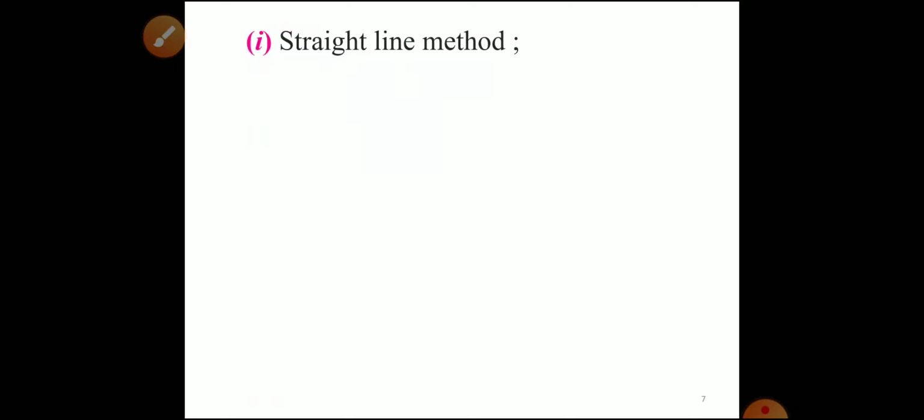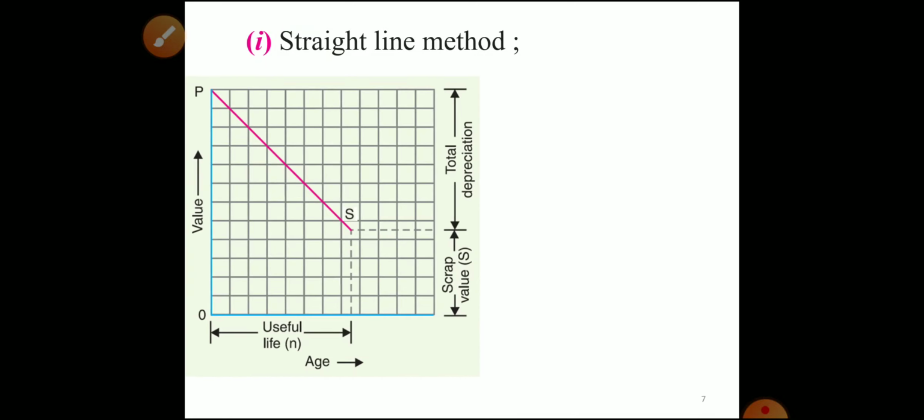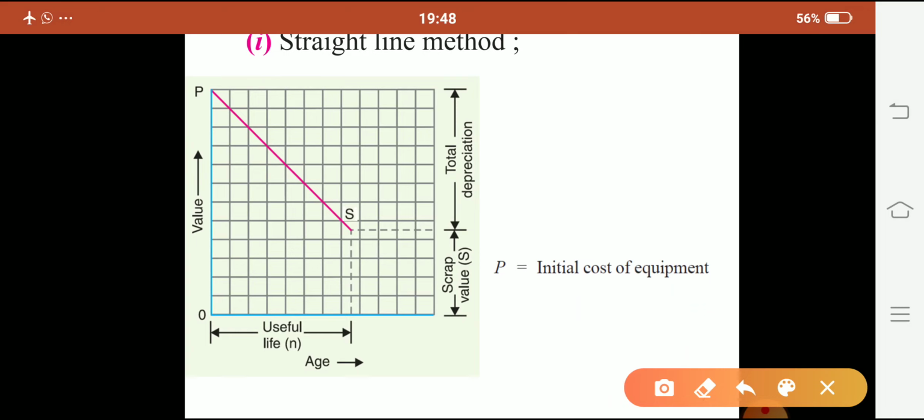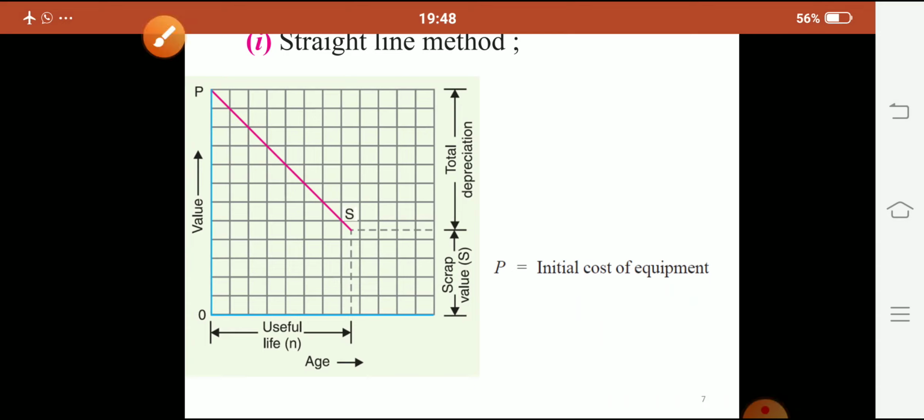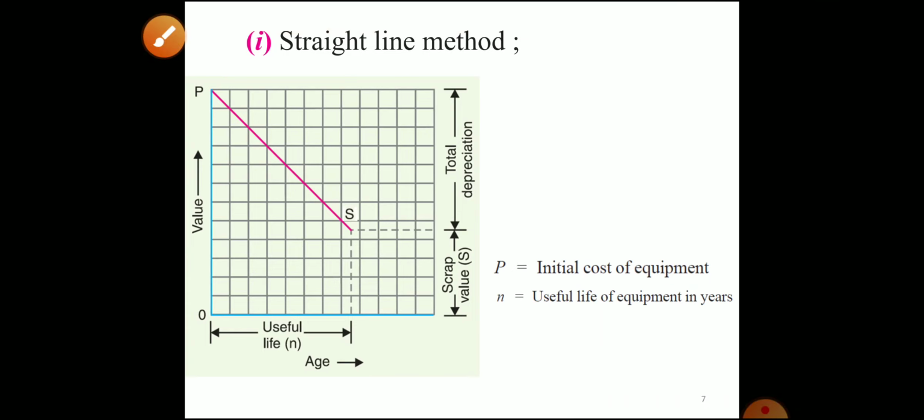First, the straight line method. This is the simplest method. We can understand this with the help of this diagram. In this diagram, P is considered as the initial cost of the equipment, that is considered on the y-axis, and N is the useful life of the equipment in years, that is considered on the x-axis, and S is the scrap or salvage value after the useful life of the plant.